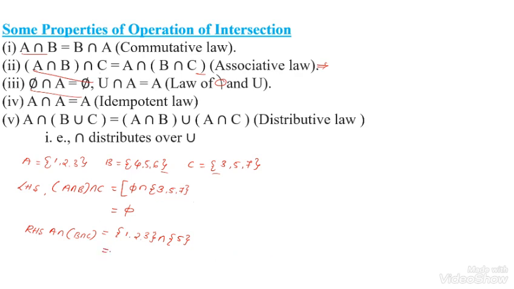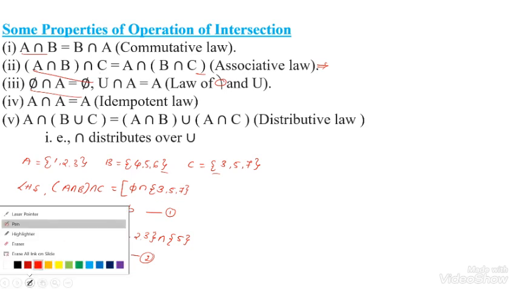Now I will take the intersection of these two sets, 1, 2, 3 and 5. There is no common element. Therefore, A intersection (B intersection C) is the null set. From these two results, LHS and RHS, both are equal. Then we have to check the other four properties using the example, or we can take any other example, and check the properties one by one.